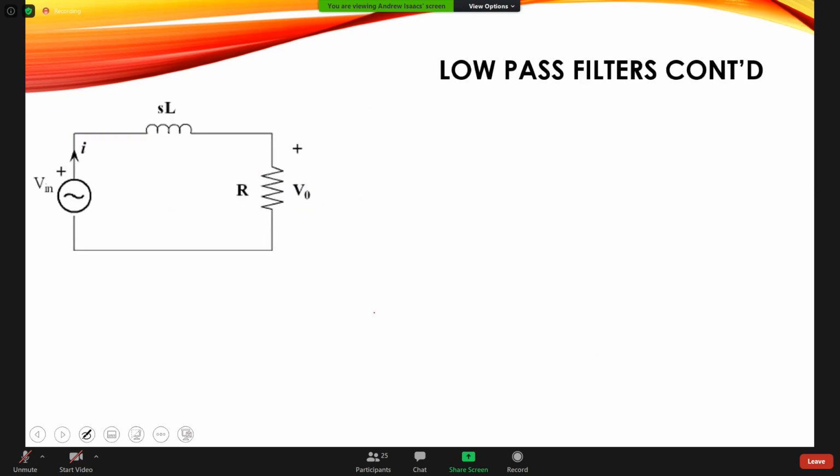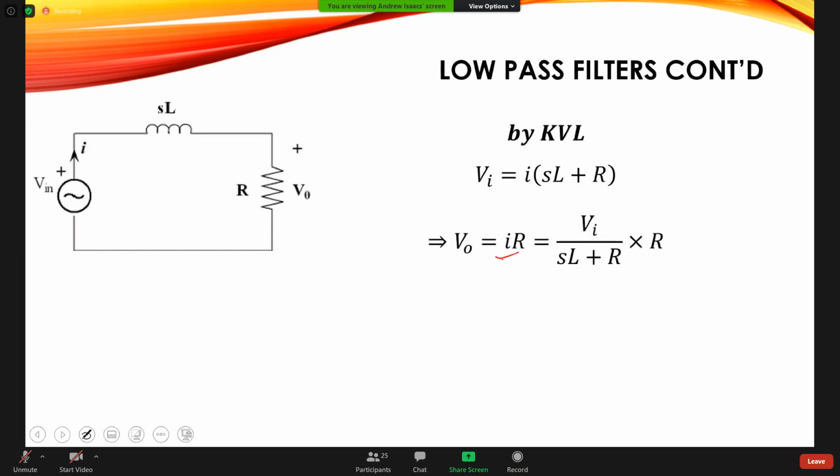All right, now in the frequency domain, if we apply the voltage law, we know that the input voltage would be given by the current times SL plus R. So the current is V in over SL plus R. We can simplify this, and our transfer function becomes V out over V in, which is R over L over S plus R over L.